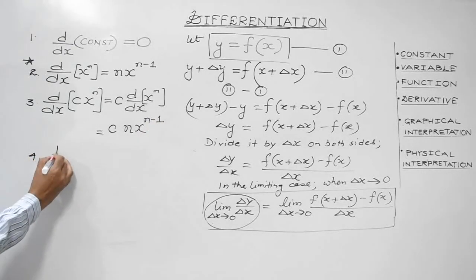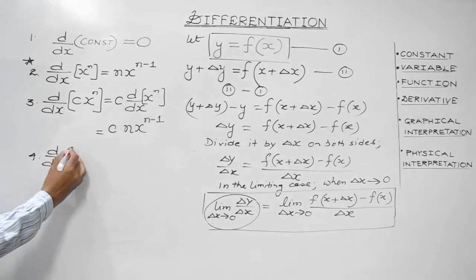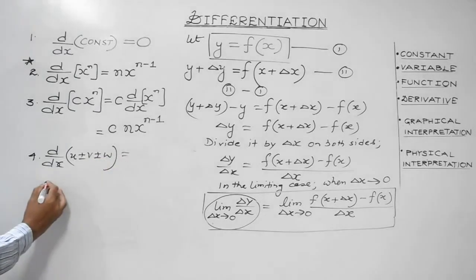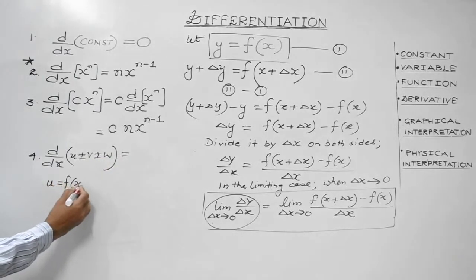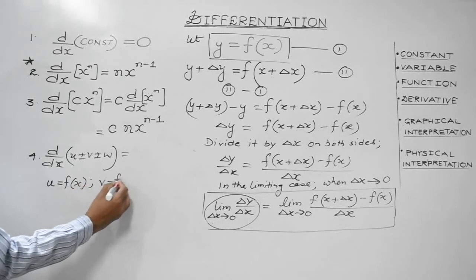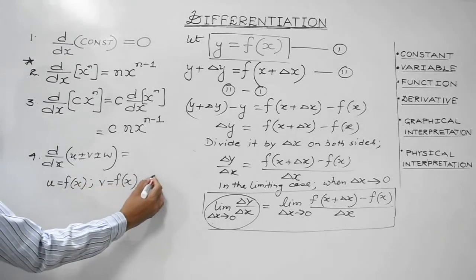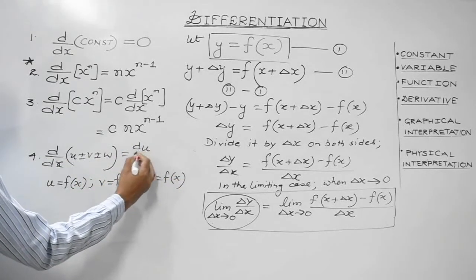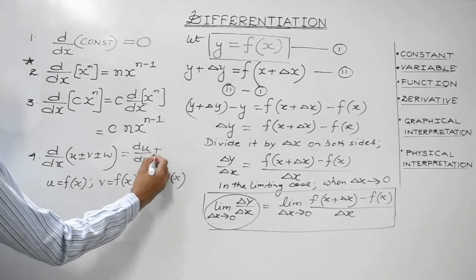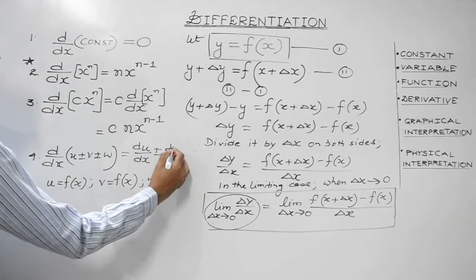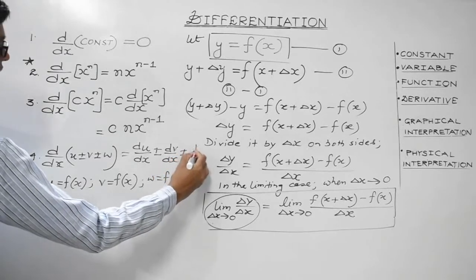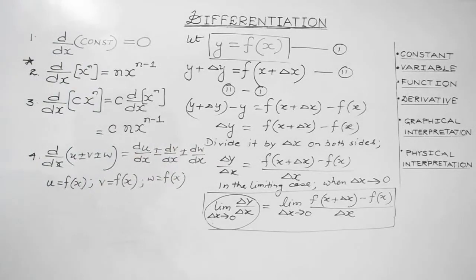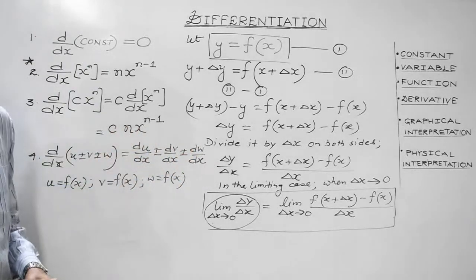Fourth, differentiation of u plus minus v plus minus w. And suppose u, v, w are the function of x. U is a function of x, v is a function of x, and w is a function of x. So simply we will write like this. Differentiation of u with respect to x plus minus differentiation of v with respect to x plus minus differentiation of w with respect to x. Right? Simply try to open the bracket and you will get the result, right?